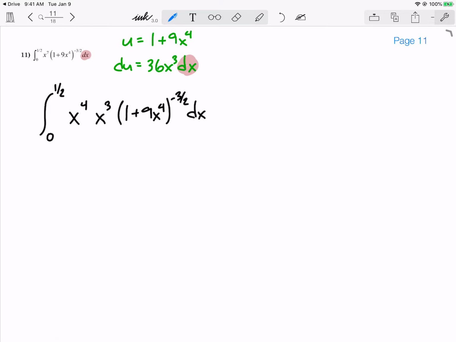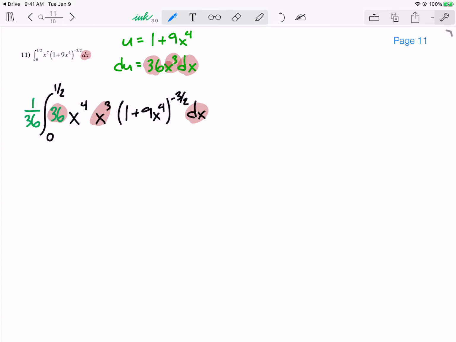Well, what am I missing? I've got my x to the 3rd, but I don't have a 36. So I'm going to throw a 36 in here, which means I also need to divide by 36. So now looking at this, there's my dx. Where's my x cubed? It's here. Where's my 36? It's here. I fabricated it by multiplying by a clever 1. And now I'm ready to rewrite.